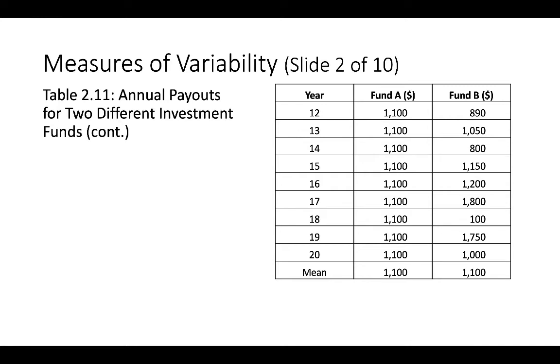In the case of investments, more variation means more risk. The risk has to come with rewards, and if it doesn't come with rewards, you don't want to take the risks. So you would choose Fund A over Fund B because Fund A is not that risky. It seems to consistently give $1,100 each year.